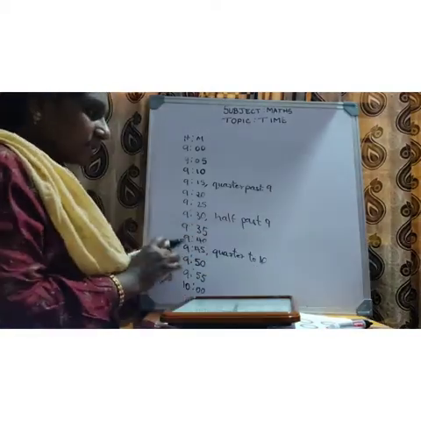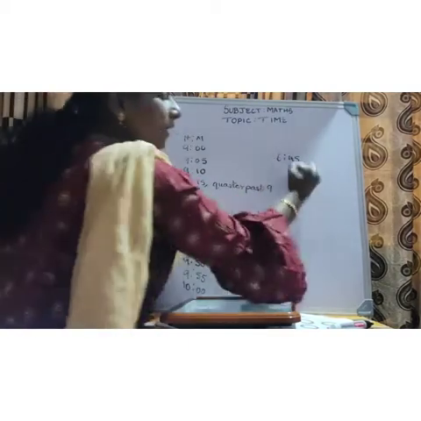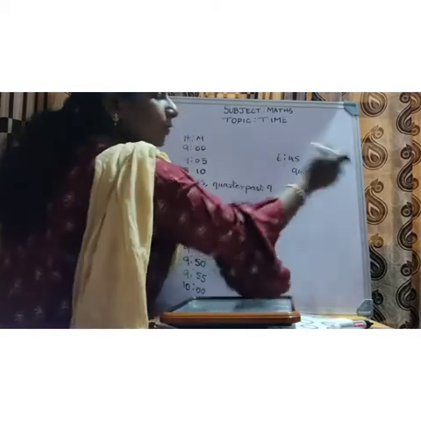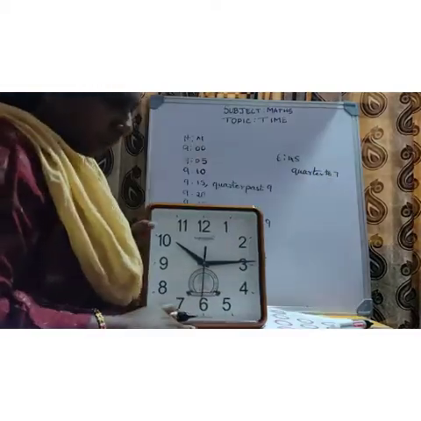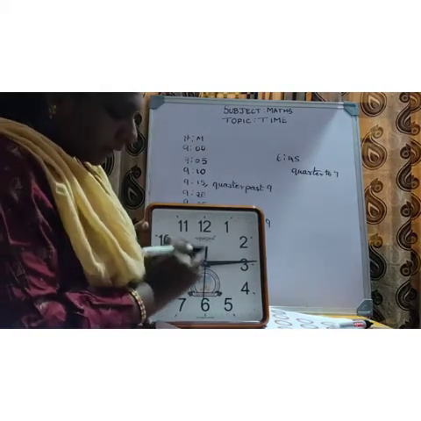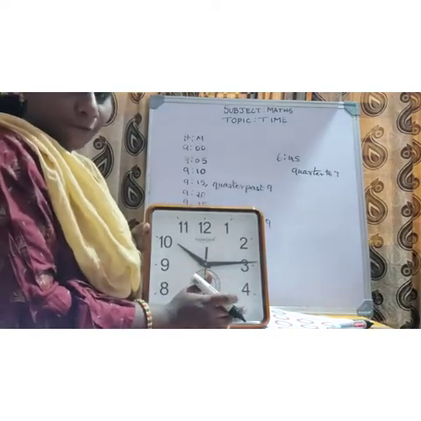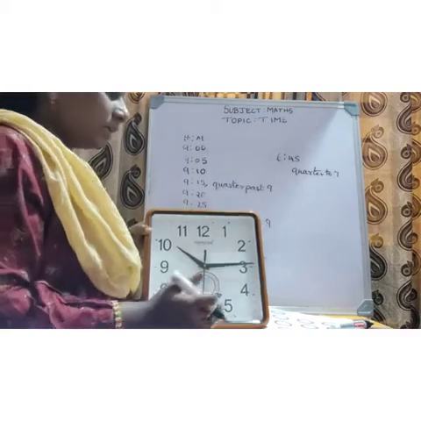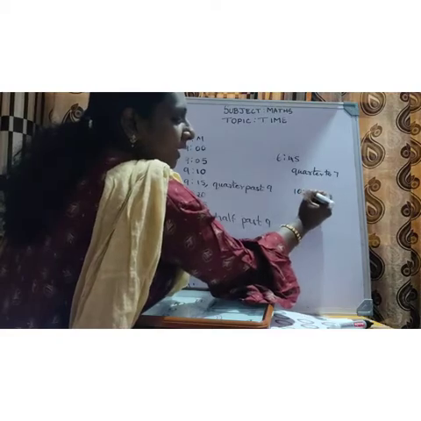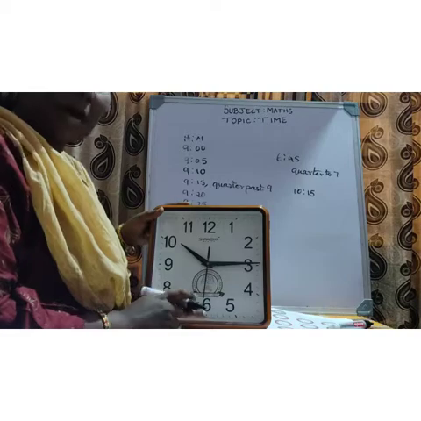Okay, quarter to 10. Same way, if it is 6:45, what can you say here? Quarter to 7. The next number should come: quarter to 7. What is the time shown here, children? It is 10:15. So the hour hand is at 10 and the minute hand is at 3. What is the time shown? It is 10:15, or you can tell it as what? You can tell it as quarter past 10.